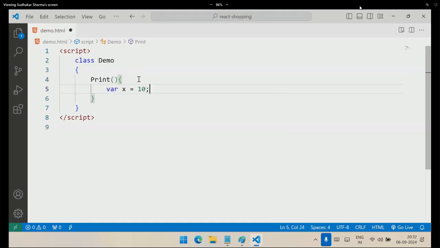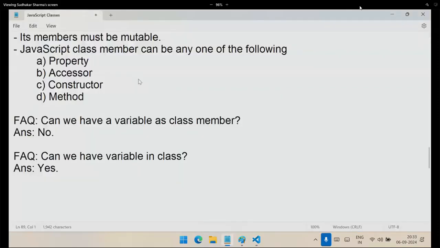We can have a variable in a class, but a variable cannot be a class member. Now X is not a class member. X is a member of print. So the question is tricky. If anyone asks, can we have a variable in a class? Yes. Can we have a variable as a class member? No. So why can you not have a variable as a class member?